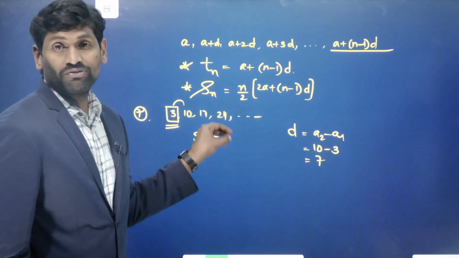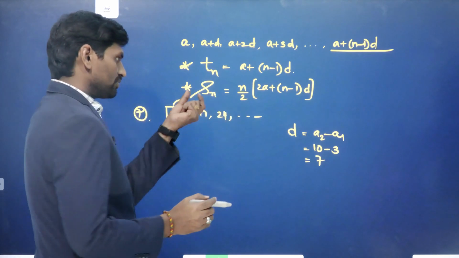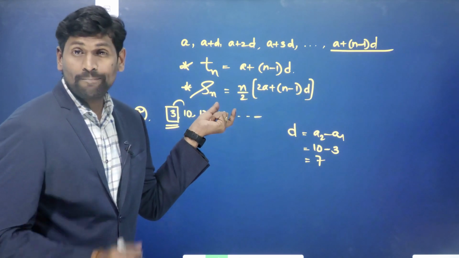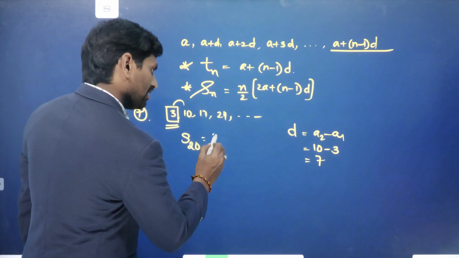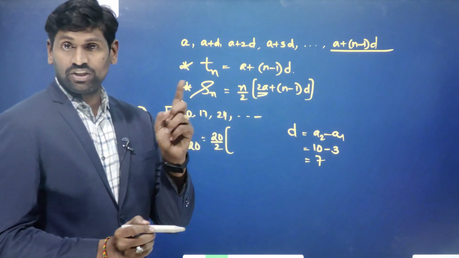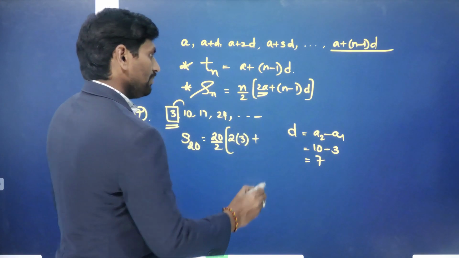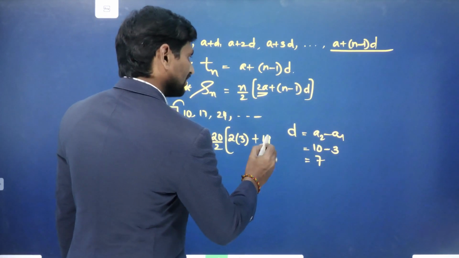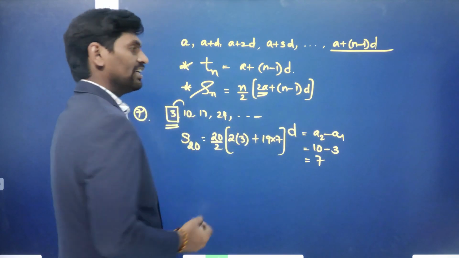S20 means the sum of 20 terms. Let me write the general form here: Sn equals n by 2 into 2a plus n minus 1 into d. In the place of n, I am going to substitute 20. So S20 equals 20 by 2 into 2a, that is 2 into a value 3, plus n minus 1, n value 20, 20 minus 1 is 19, and d is the common difference, into 7.